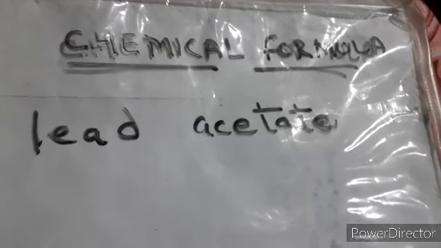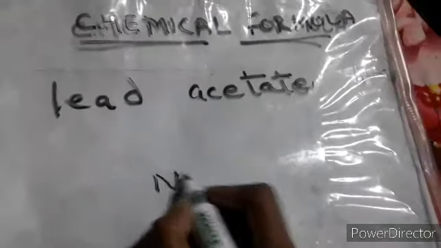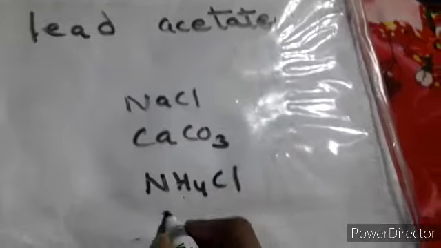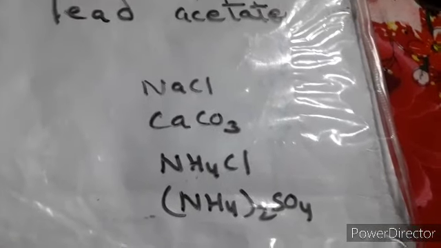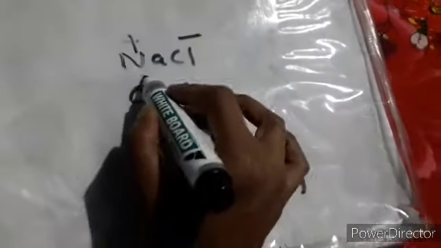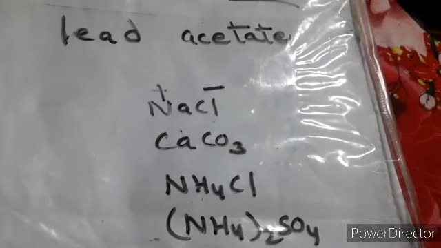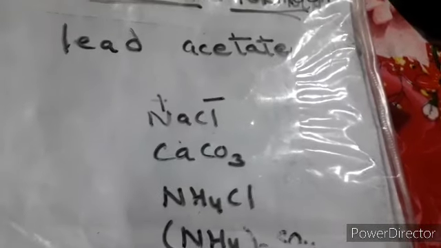Now this is a special case. Most of the times in the formulas, like NaCl, you have formed calcium carbonate, you have formed ammonium chloride, we have done ammonium sulfate also, you can see, right? In all these examples the positive part comes first, and this is the negative. Every time the positive comes first, then the negative. But there are cases when the negative comes first and the positive comes afterwards. That example you can also see.